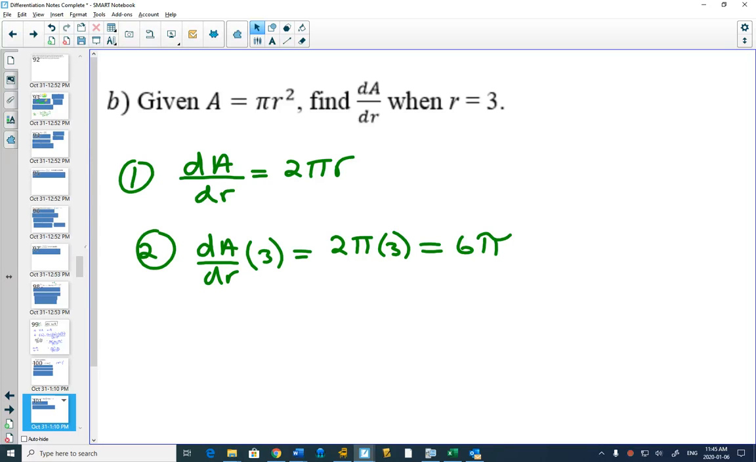Did anybody recognize this formula? What's that formula for? Area of a circle. Nice. Very cool. And then the derivative is the circumference. Whoa. Anybody know what the volume of a sphere formula is? You've probably forgotten that one.